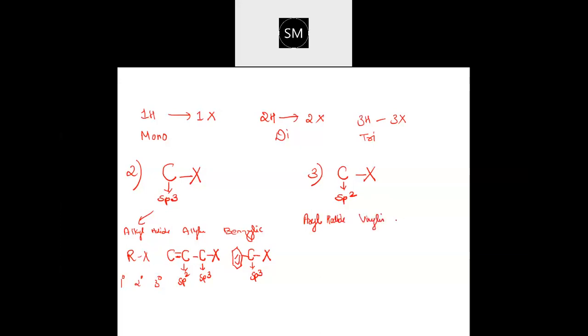Correct. Vinylic and aryl. Vinylic was what? Halogen was directly attached to sp2 hybridized carbon, a direct carbon-carbon double bond. This was sp2. Again, this is for aliphatic, okay? Aliphatic it is. Halogen attached to carbon which was sp2 hybridized. Direct attachment to sp2. And here halogen was attached to benzene ring.